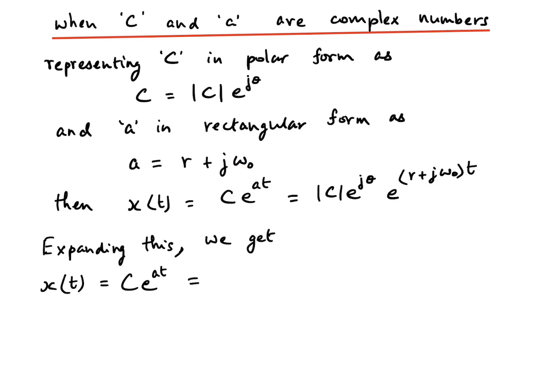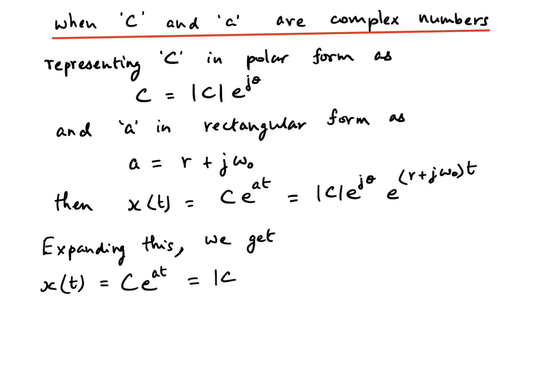Now, we are just going to substitute these values for c and a in the general expression for the exponential signal. The general expression is x of t equals c e power a t. For c, we substitute the polar form, magnitude of c e power j theta, and in place of a, we put the rectangular form, e power r plus j omega naught t. So r plus j omega naught is nothing but a, and we have a t.